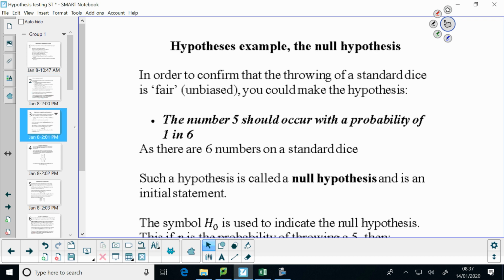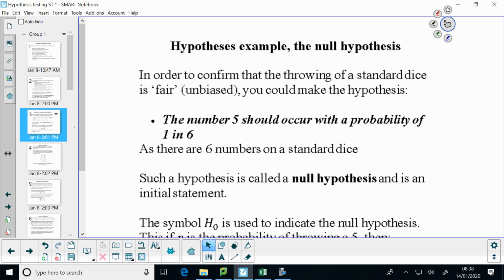So, hypothesis example, the null hypothesis. This is a simplified example. In order to confirm that the throwing of a standard dice is fair, i.e. unbiased, you could make the hypothesis that the number 5 should occur with a probability of 1 in 6, so 5 should come up 1 in 6 times. Such a hypothesis is called the null hypothesis. That's what you would expect to happen.